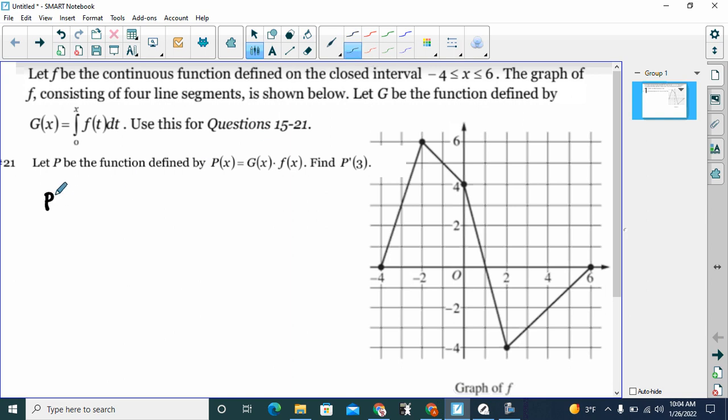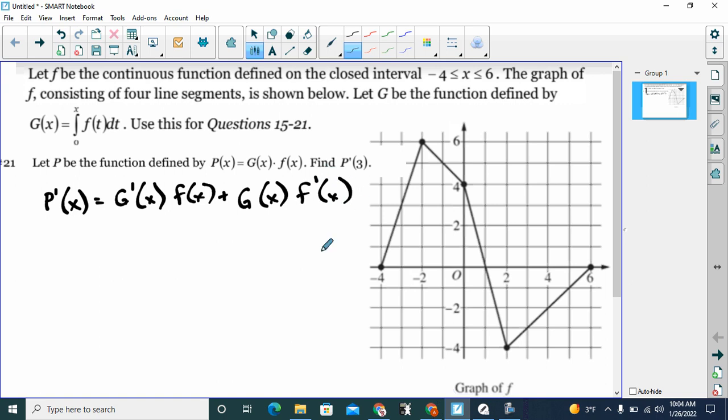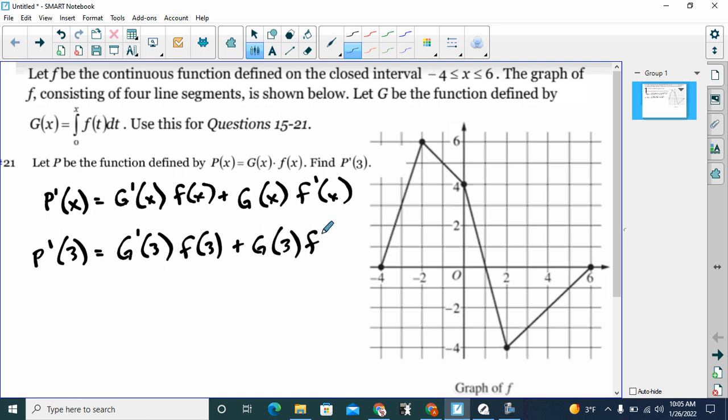So p prime of x would be equal to, we need to use the product rule to get the derivative of this. So it's the derivative of one of them times the other one, g prime of x times f of x, plus the derivative of the other one times that first one, so plus g of x times f prime of x. So product rule there, plug in 3 for my x. That's what we're looking for, p prime of 3, so it's going to be g prime of 3 times f of 3, plus g of 3 times f prime of 3.